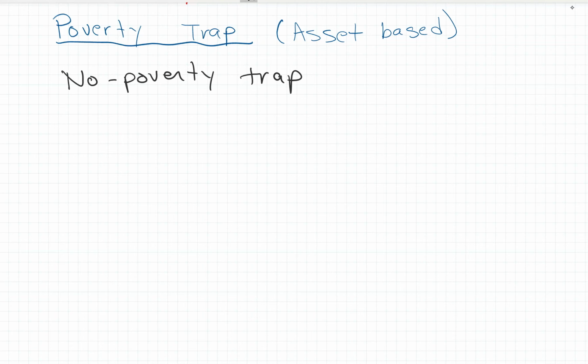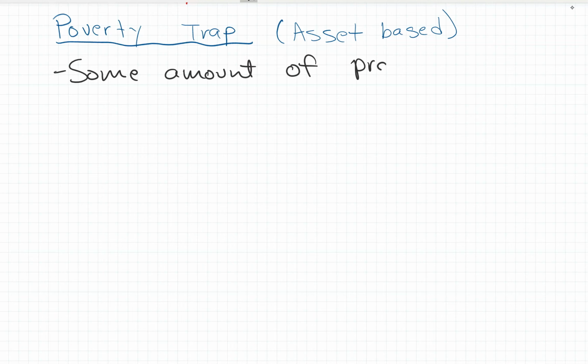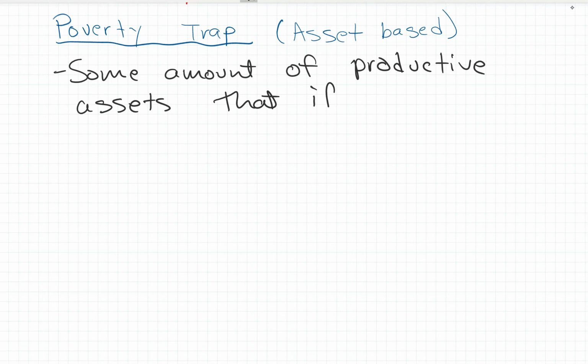What I mean by poverty trap is there's some number that if you fall below that in your assets, you won't be able to recover. That's what we're talking about by a poverty trap. So let me actually write that before I go on. If there's a poverty trap, there's some amount of productive assets that if you fall below, you can't recover. That's a poverty trap.